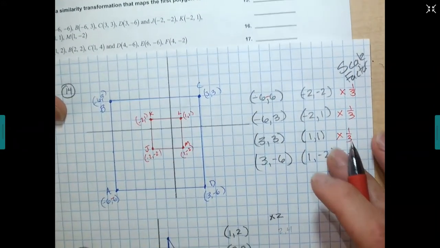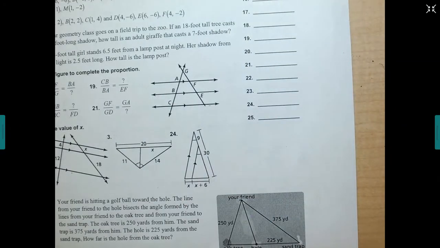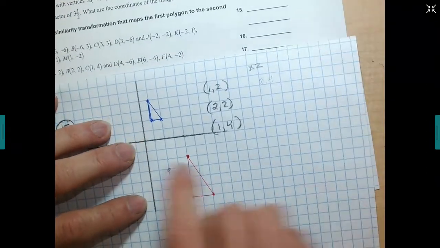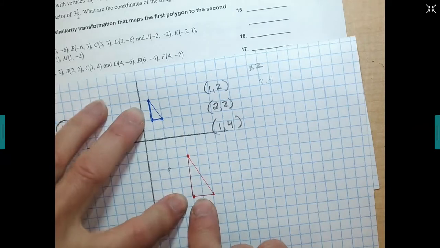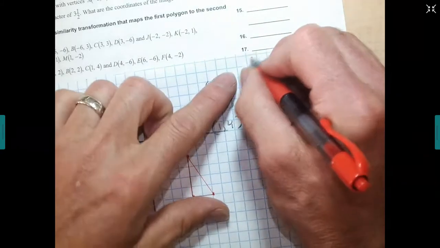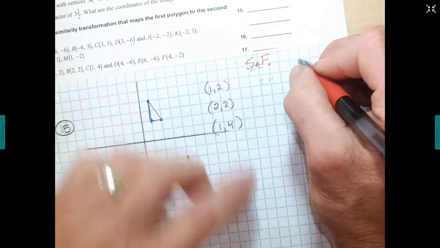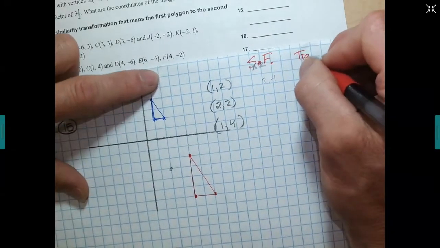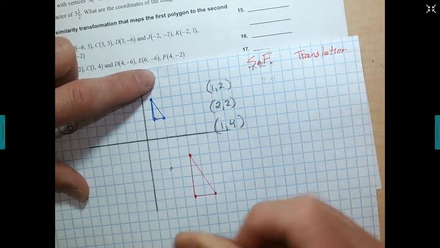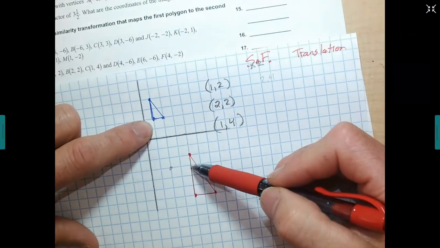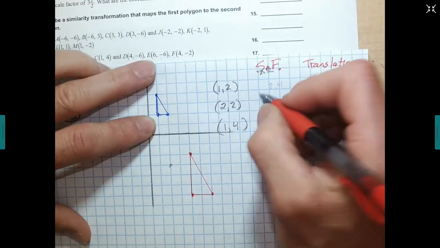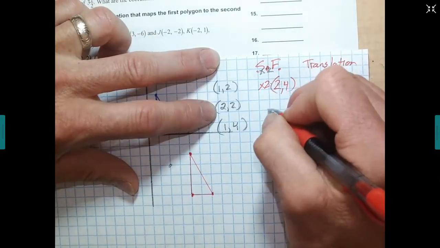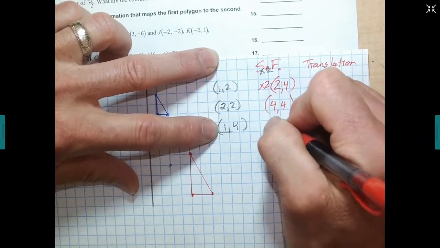All right, and 15. Let's look at 15. So we have our start right here, and we have our finish right here. What we're going to do is a scale factor, and then a translation. So this side length is 1, 2. This side length is 1, 2, 3, 4. So my scale factor is times 2. So I'm going to have 2, 4; 4, 4; and 2, 8.